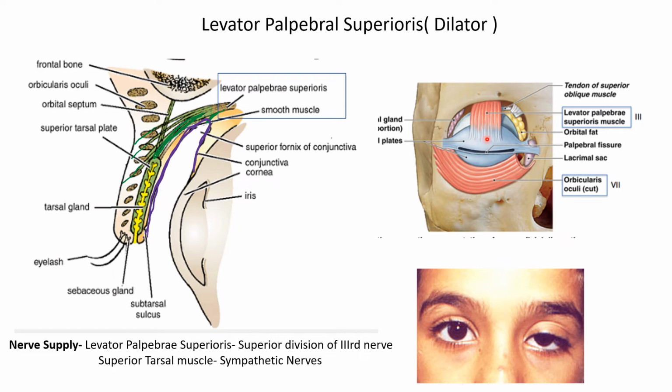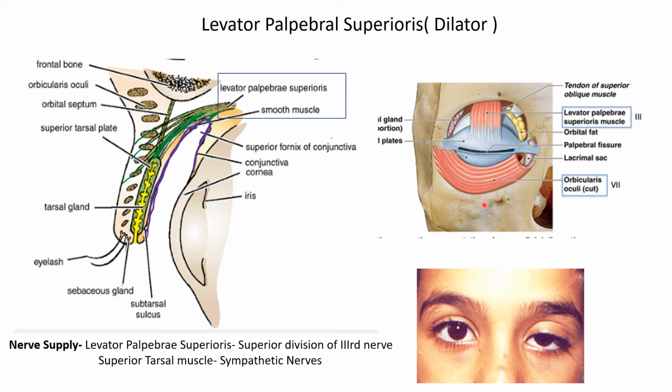So this muscle here is the levator palpebrae superioris, which arises from inside the orbit, from the roof of the orbital cavity, and then it moves along the orbital cavity and enters and gets inserted into the various components of the eyelid. So what are these components?